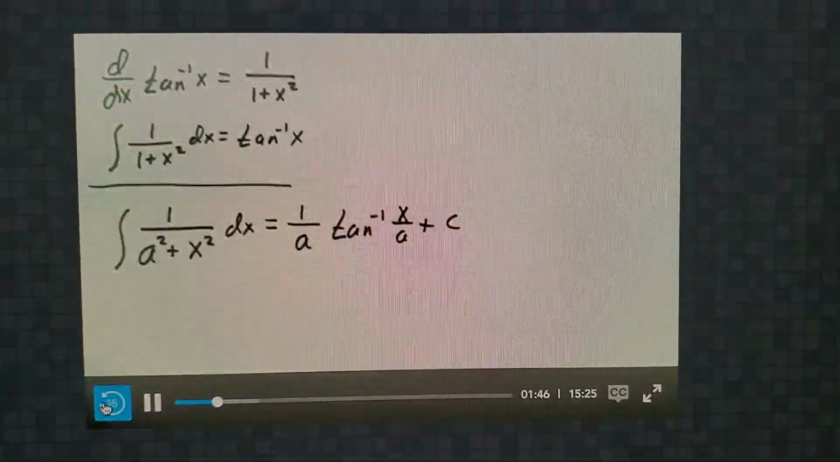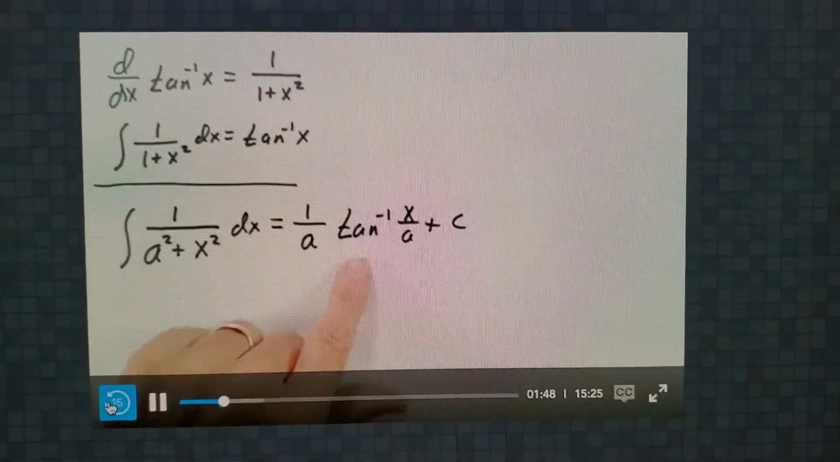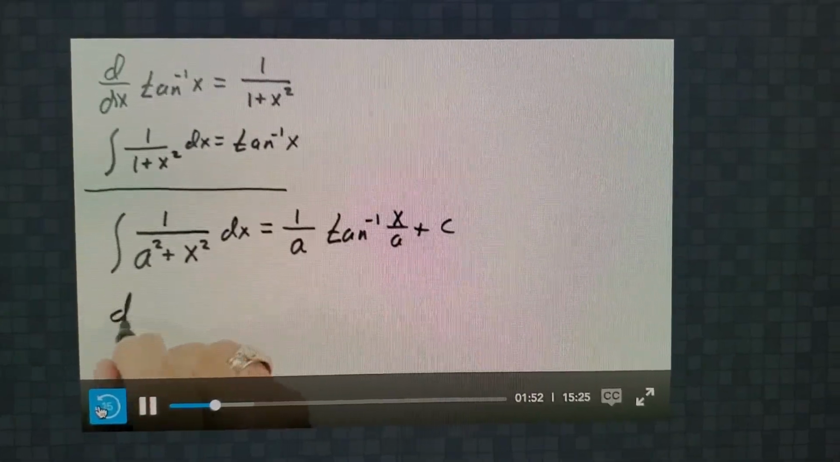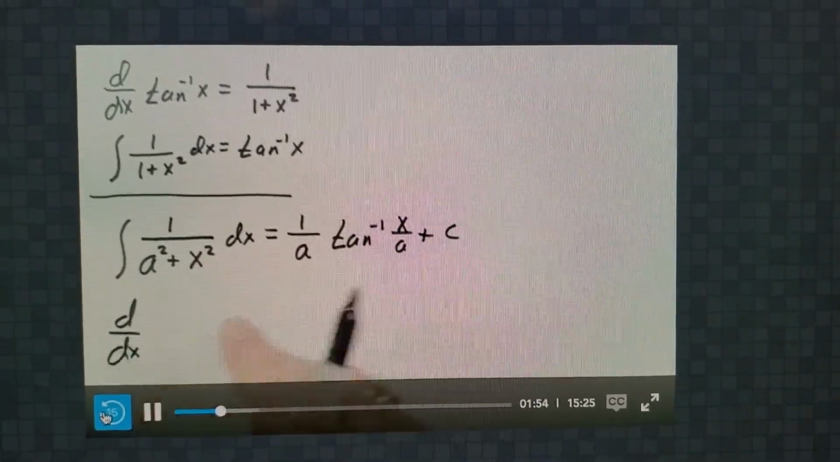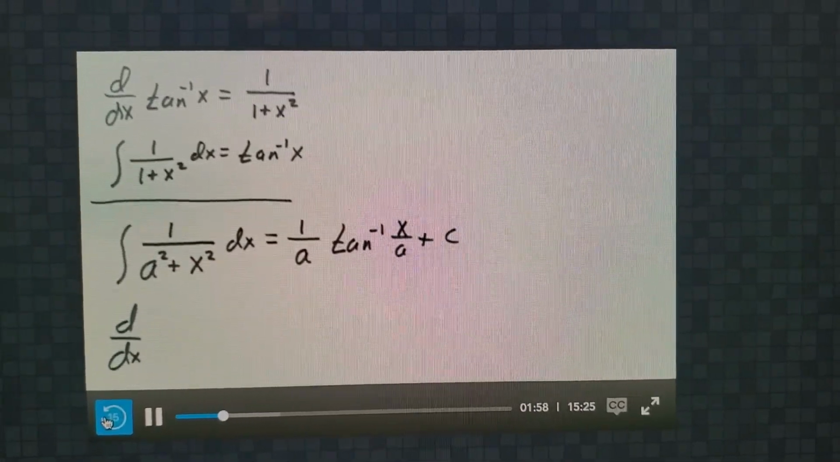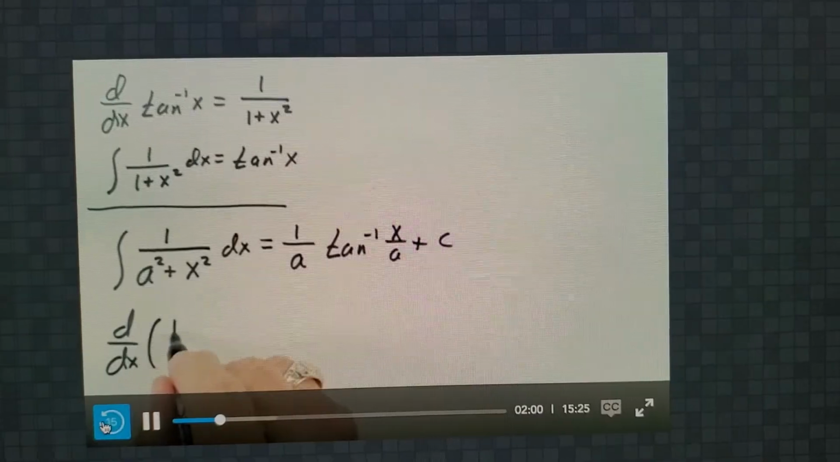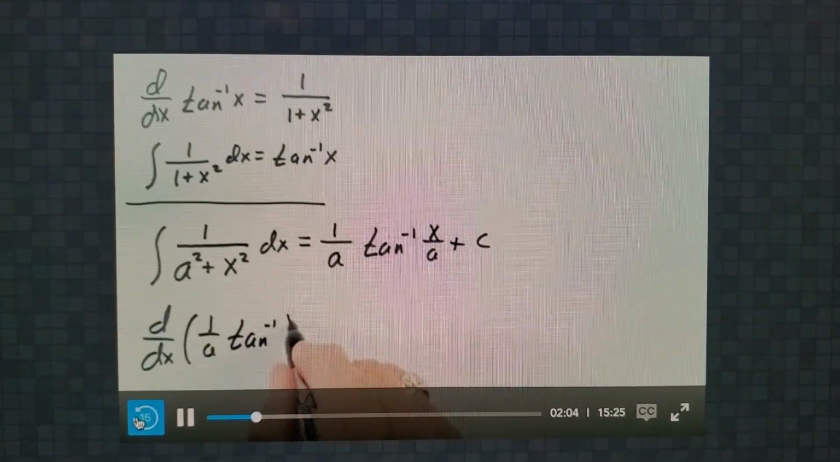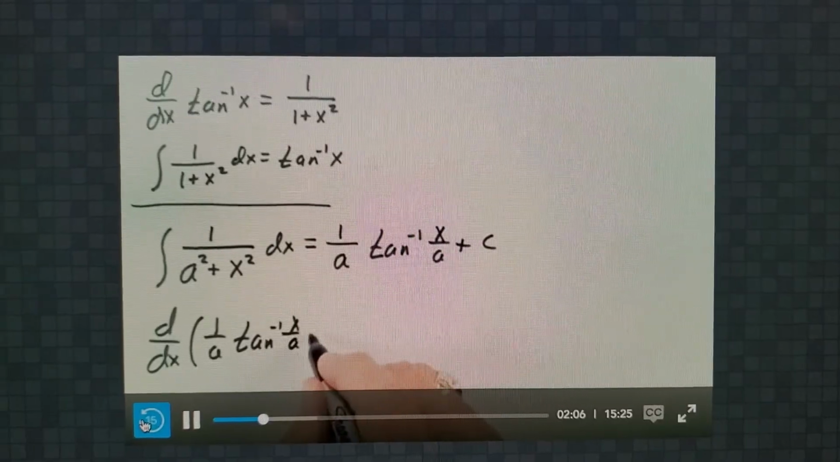Now, that's just my claim. Can I prove that this is the correct antiderivative? Well, hopefully, I can by just taking its derivative and seeing if I get what I started with. So I'm going to take the derivative of 1 over a times the inverse tangent of x over a plus c.